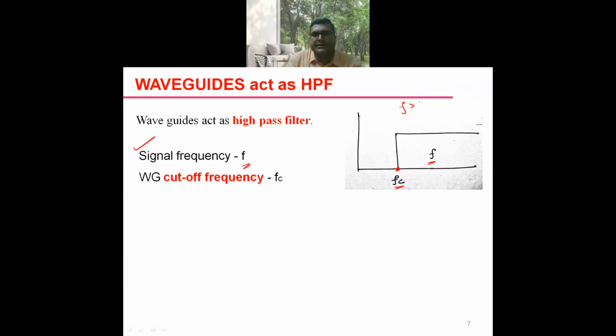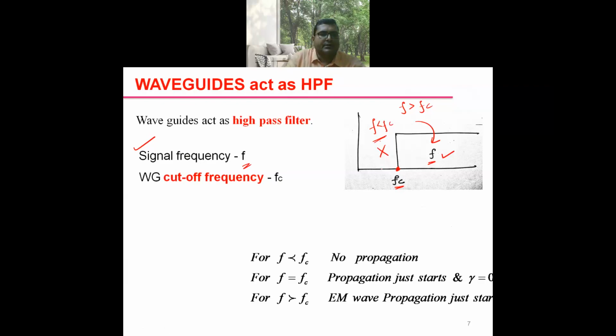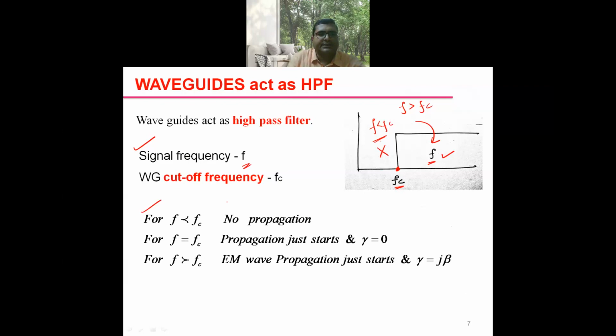When the condition f greater than fc holds, the propagation of electromagnetic wave takes place inside the waveguide, and for f less than fc, there is no propagation of electromagnetic wave inside the waveguide as it acts as a high pass filter. For f greater than fc, propagation; for f less than fc, there is no propagation.